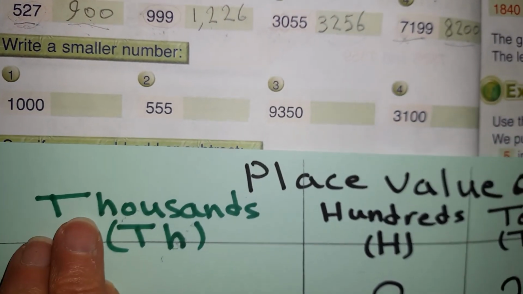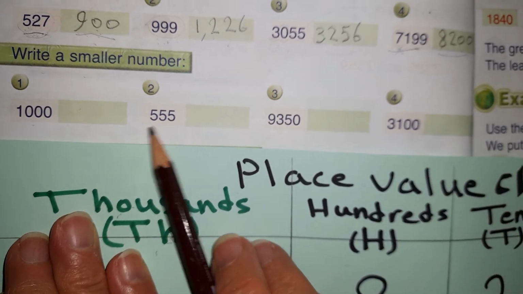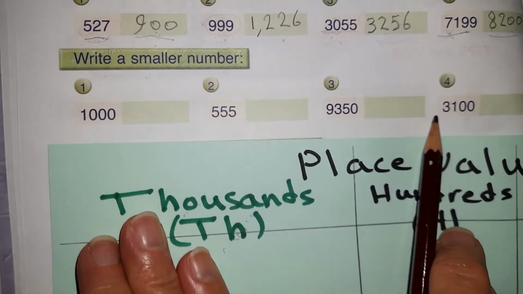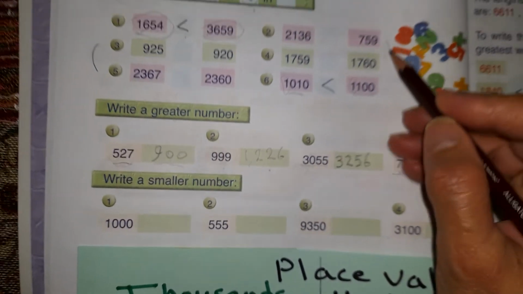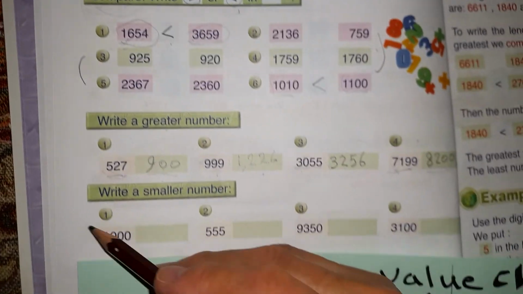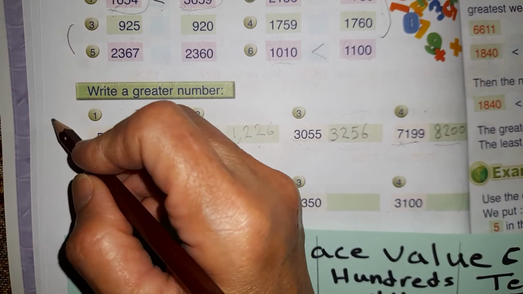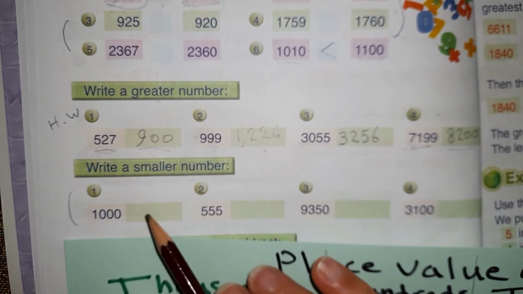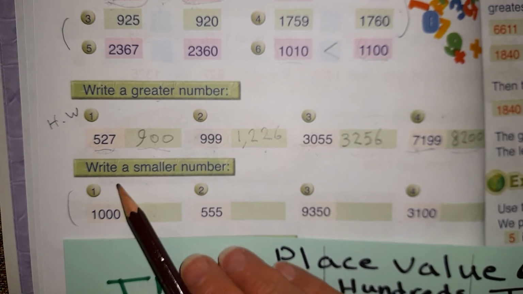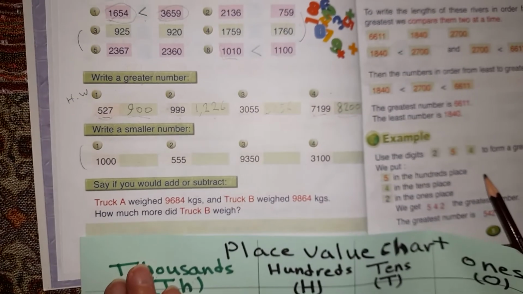In this question, it's the opposite. You are going to write a smaller number than the one I give you. Okay? I will leave this question, which I didn't solve here, and this question as homework for you. Homework, okay? You need to finish this question and this question. In this question, you are going to write a smaller number.